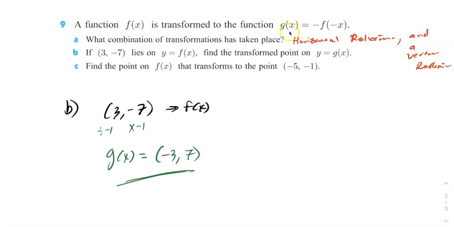Alright, so basically if I plug this function into this, that's what happens, right? Your x gets divided by negative 1 or multiplied by 1 over negative 1. And your outside gets multiplied by negative 1.